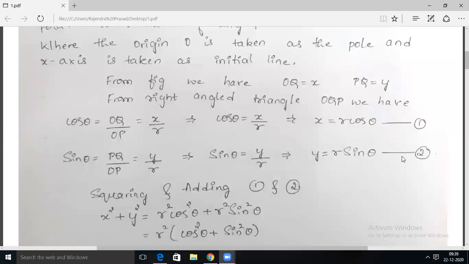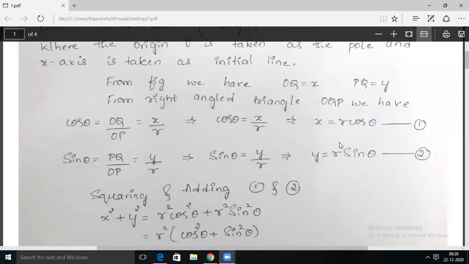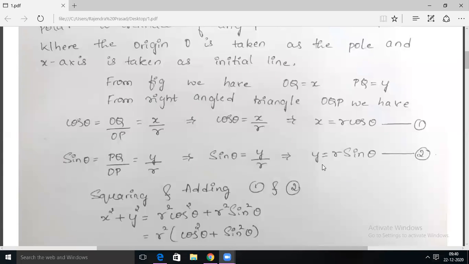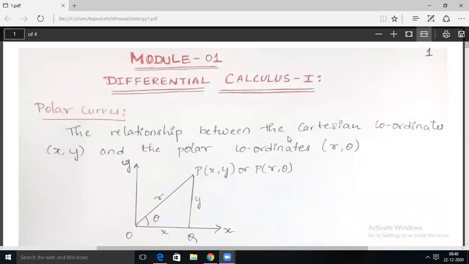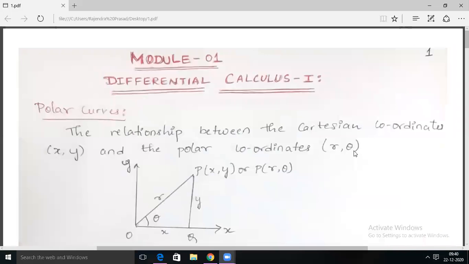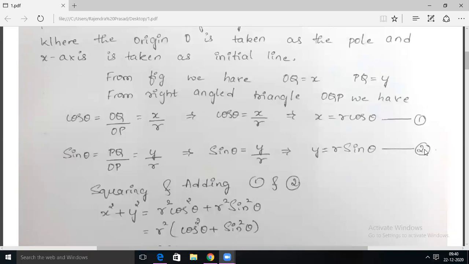Consider equation number 2. So from the right angle triangle OQP, we get x is equal to r cos theta and y is equal to r sin theta. Observe here, x and y denote Cartesian coordinates, and r and theta denote polar coordinates. So here we discussed the relationship between the Cartesian coordinates x comma y and the polar coordinates r and theta. Obviously we have the relation x is equal to r cos theta, y is equal to r sin theta. Consider equations number 1 and 2.